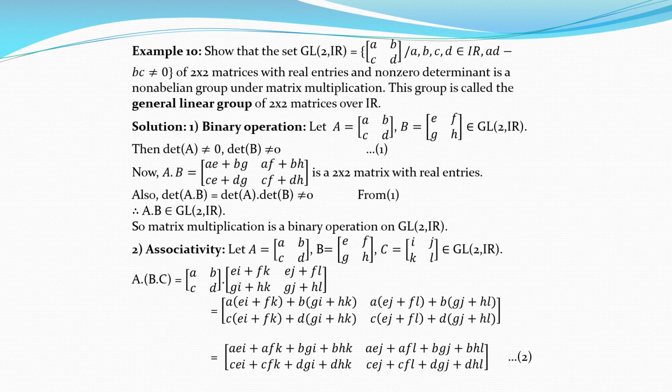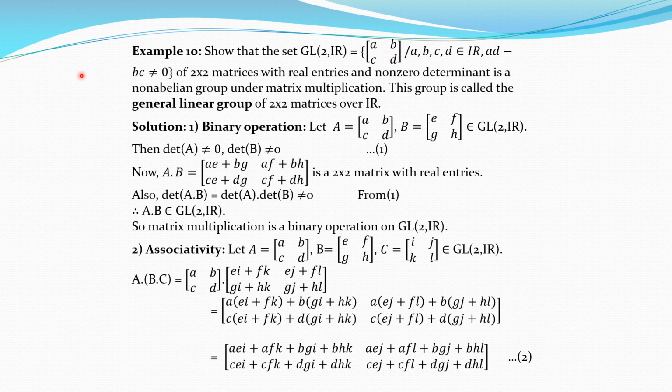Now, one more example about matrices. Here we are considering the set GL2R. It is the set of all 2 by 2 matrices [a b; c d], where a, b, c, d are real numbers and ad minus bc is not equal to 0. What is ad minus bc? ad minus bc is nothing but the determinant of this 2 by 2 matrix. So we are considering GL2R as the set of all 2 by 2 matrices with real entries whose determinant is not equal to 0.